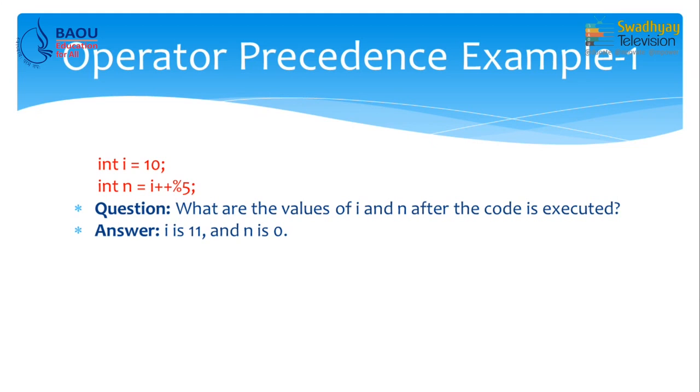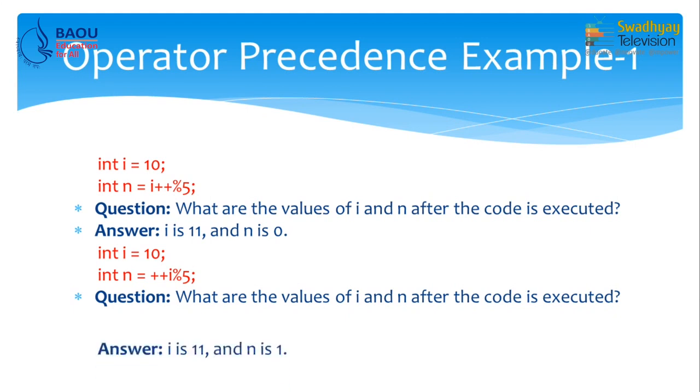Now, we use the prefix increment operator. So, i is again 10, but this time we have used the prefix increment operator. So, the value of i will become 11 and is immediately used in the expression. So, 11 modulo 5 will give a remainder of 1. So, we can say i is 11 and n is 1. I hope you understand this example.